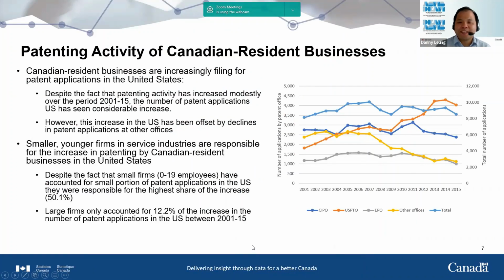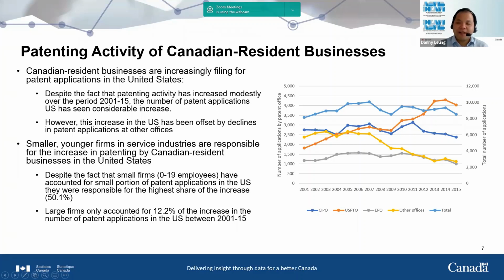And so what are some of the broad patterns we see? First of all, there's been only a very slight increase in the patent applications filed by Canadian businesses. It's only gone up, maybe I can't see right now, but it's probably in the 100 or so. But this hides a lot of heterogeneity when we look at it by patent office. There's a relatively strong increase in applications made to the USPTO, the US Patent and Trademark Office. And this is offset by declines in other patent offices and at the European Patent Office.